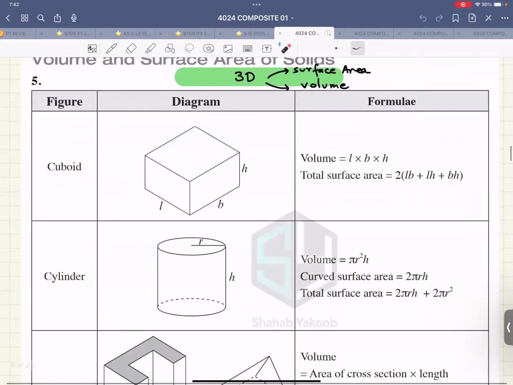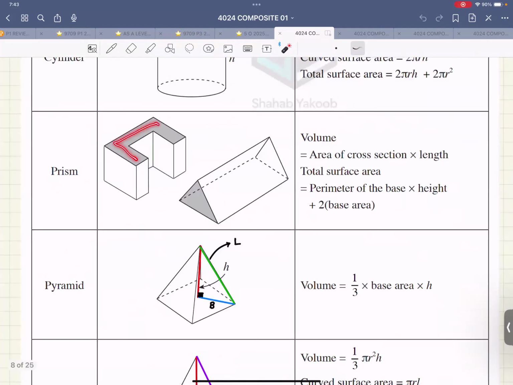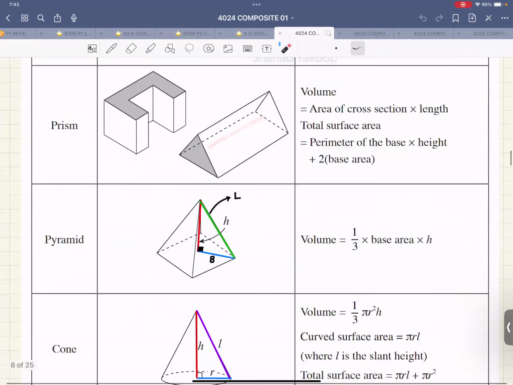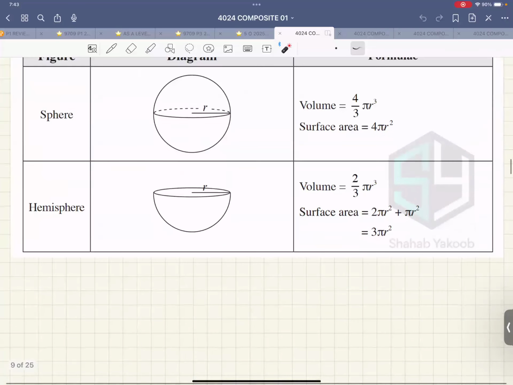And 3D figures. This is a prism. Whatever this shape is, that's going all the way down. This is cross-sectional area going all the way like this. Just studied prism, studied cone last time. Sphere, hemisphere.